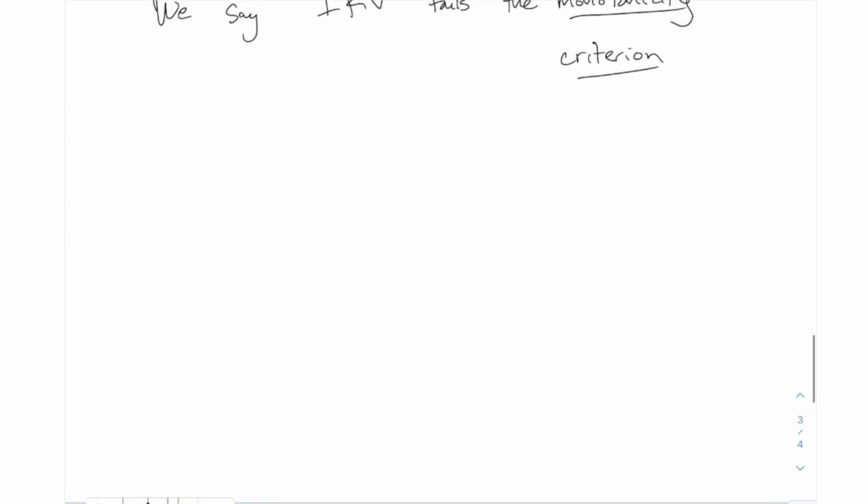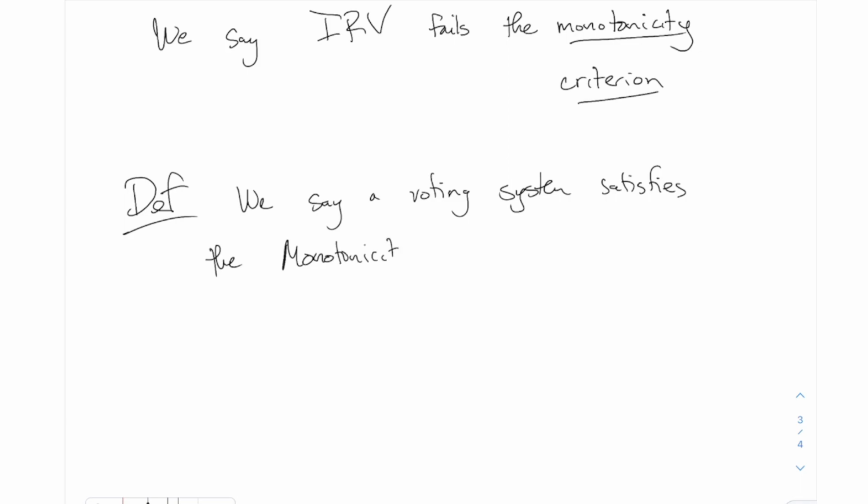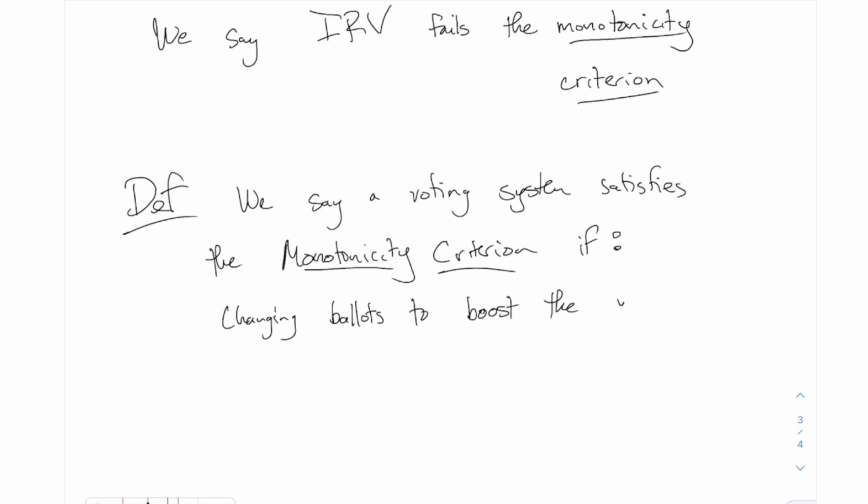So anyway, let me just write the actual definition of the monotonicity criterion, and then I think that'll do it for us. So we say a voting system satisfies the monotonicity criterion if changing ballots to boost the winner never changes the outcome.